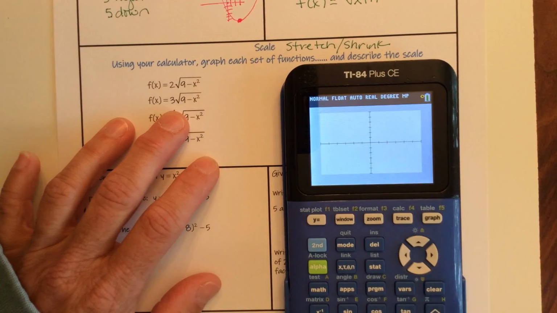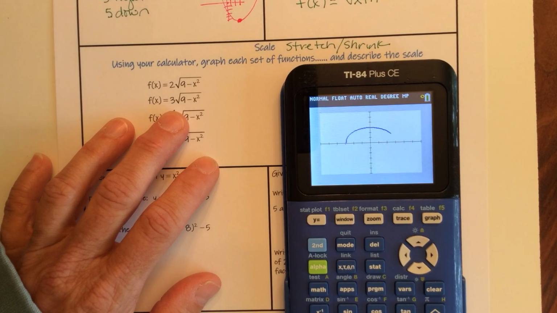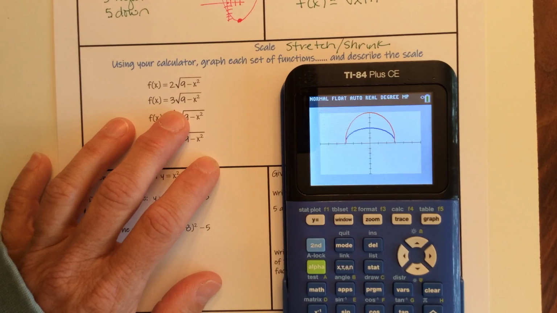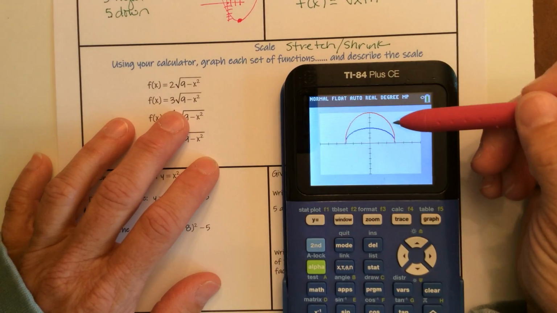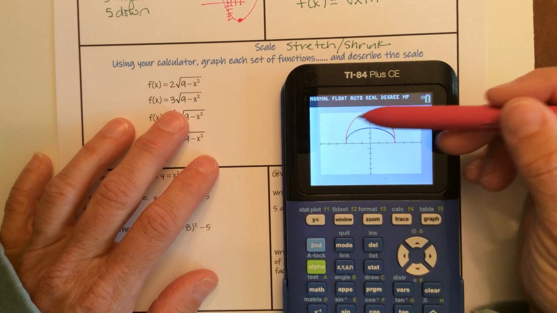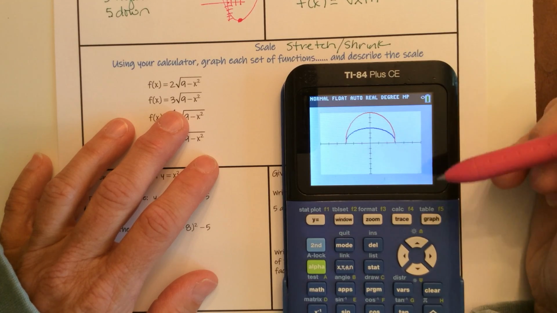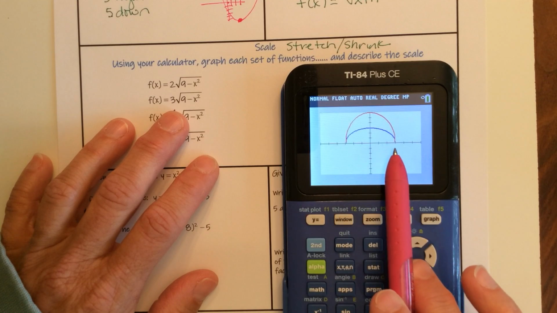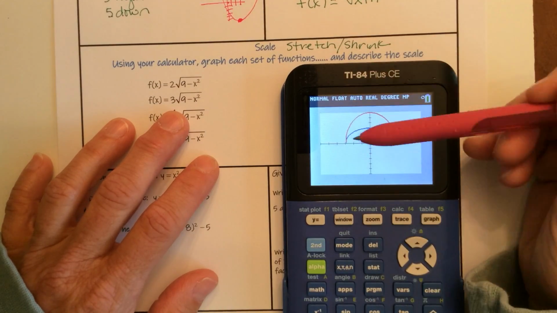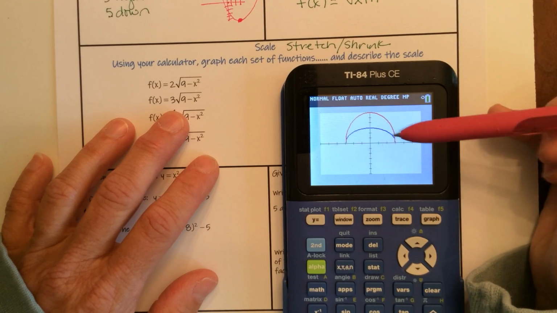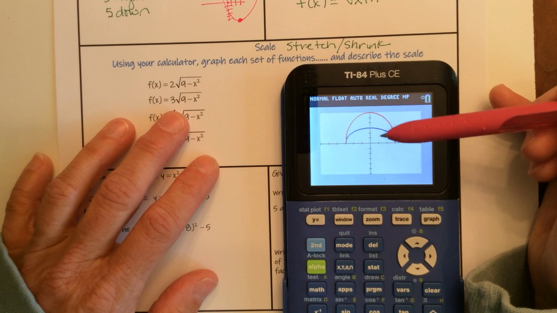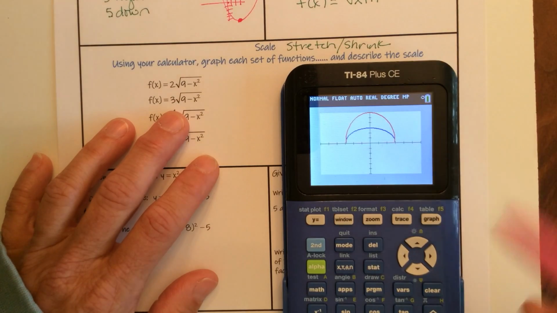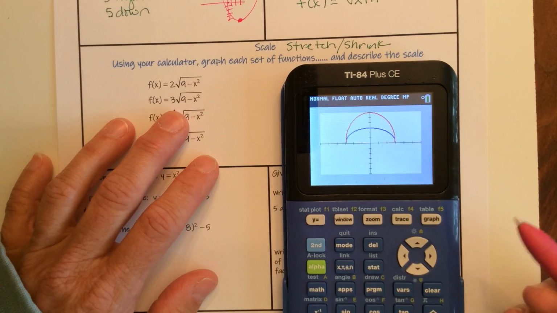So here we go. Now here's the mom and daddy graph, and I'm going to stop. So this was the 2 times the square root of 9 minus x squared. Notice that the graph stays between -3 and +3 for x, but what has changed are all of the y values. All of the y values have changed by a factor of 2.